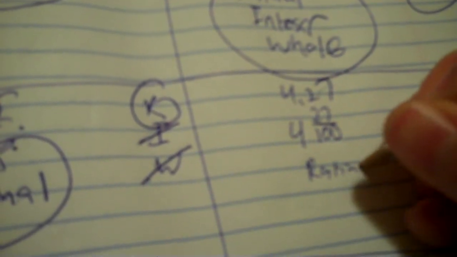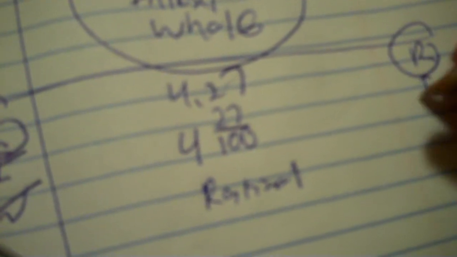Okay. Next one, 4.27. When they give you a decimal to start with, you put the 4.27, and then over 1 with two zeros, because you have two numbers after the decimal. Simple as that. So it's a fraction, so it's rational. We do not have a 1 on the bottom, so it can't be an integer, and it can't be whole. Okay, next part.